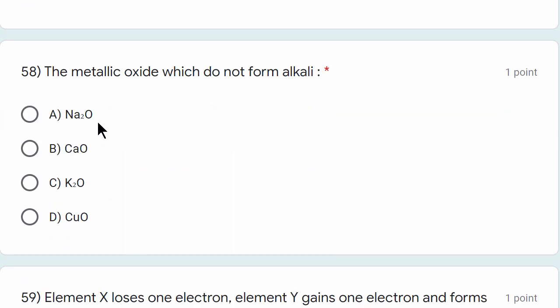All right. 58th question. Which metal oxide does not form an alkali? An alkali is a base that dissolves in water, which means it is soluble in water and forms a liquid. Sodium oxide will make sodium hydroxide. Calcium oxide will make calcium hydroxide. Potassium oxide will make potassium hydroxide. Copper oxide actually is insoluble in water. So the correct answer is copper oxide because it is insoluble.